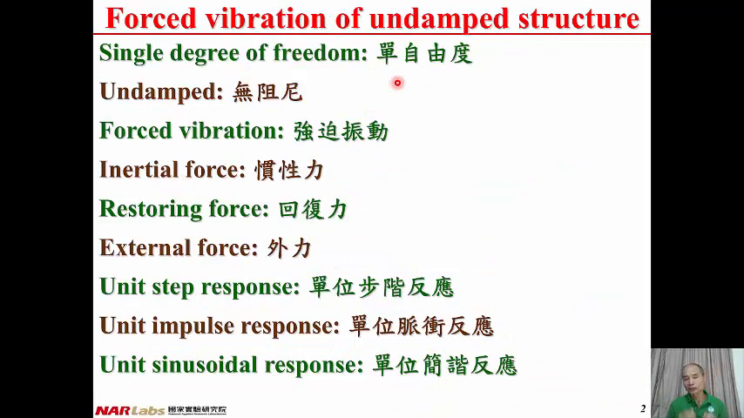Here are some terminologies. The first one, single degree of freedom. If a structure has only one degree of freedom, that means that the structure can be described by only one displacement variable. In Chinese, 单自由度. Undamped, that means that there's no damping for the structure. In Chinese, 无阻尼. Force vibration, that's the vibration induced by external forces. In Chinese, 强迫振动.